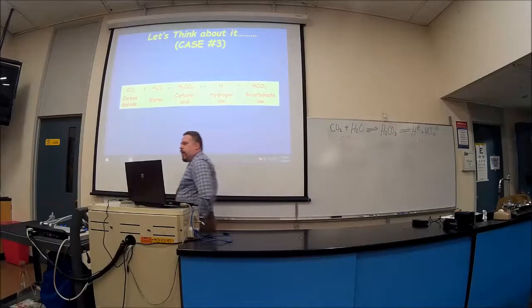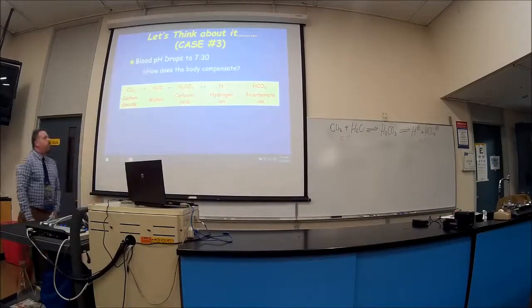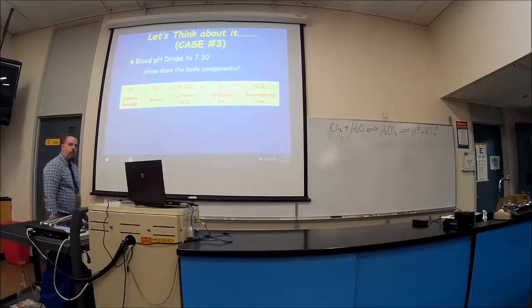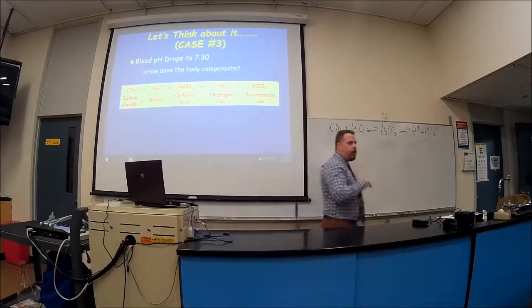So if you think about this case, the blood pH drops to 7.3. Remember, 7.35 is our lower marker. Anything less than that, you're in an acidic environment.